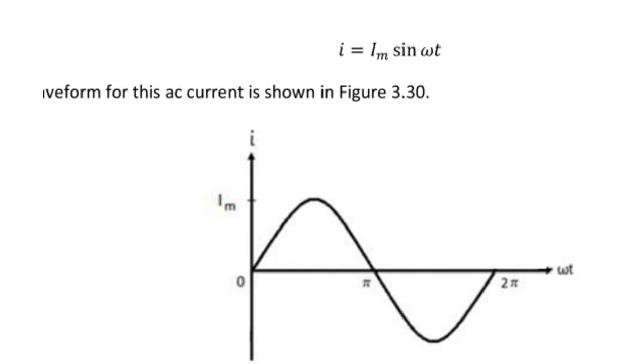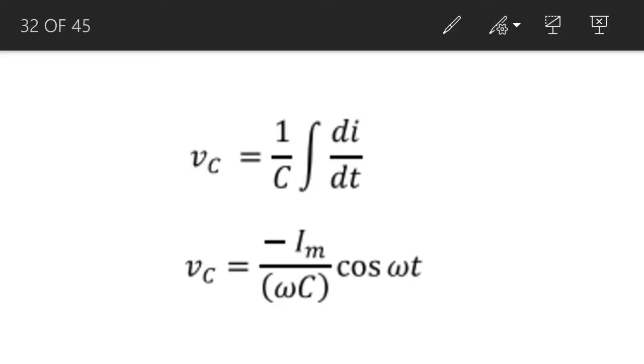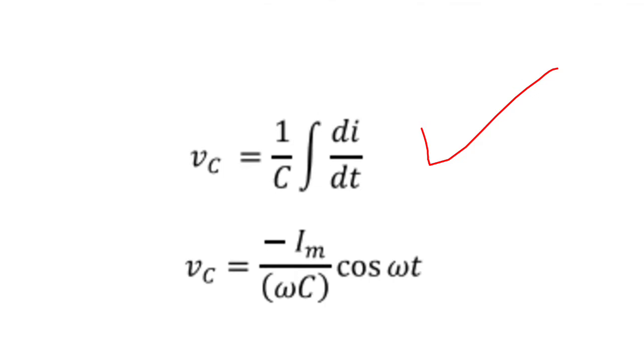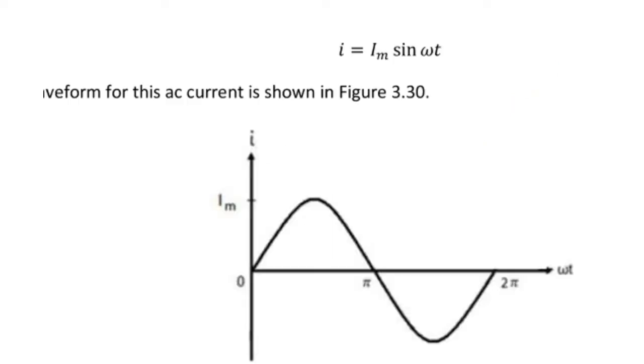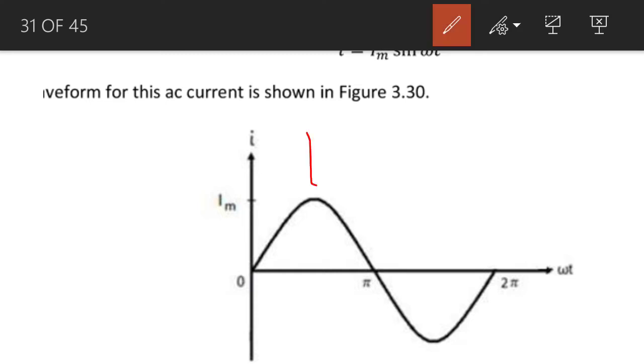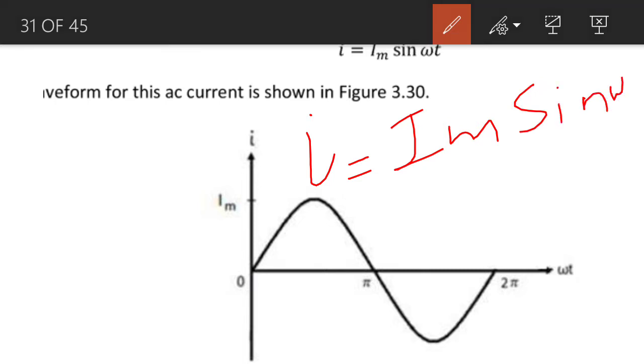If you want to find out the AC voltage across a capacitor, you can use this equation. The voltage across the capacitor is equal to 1 over C, the integration of i dt. And if we integrate the AC current with respect to time, here is the AC current. The AC current varies sinusoidally with respect to time. So we have Im sine of omega t.